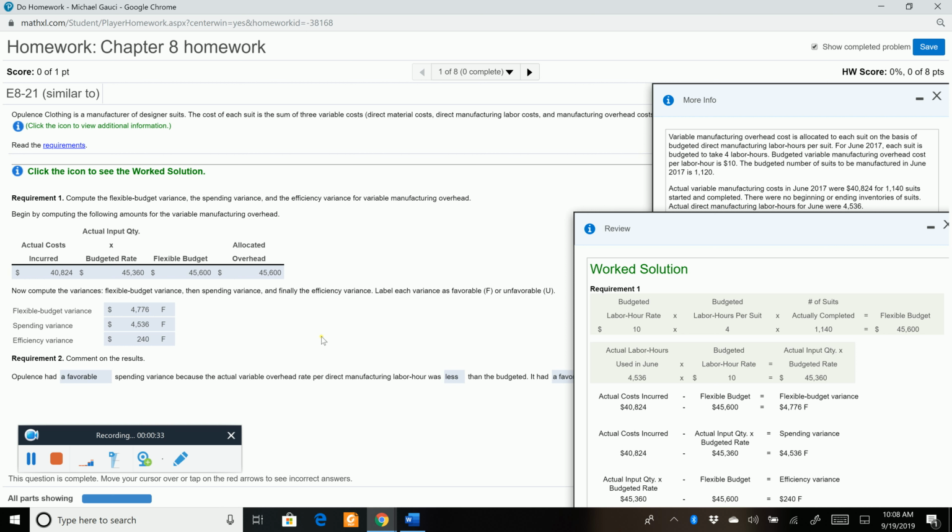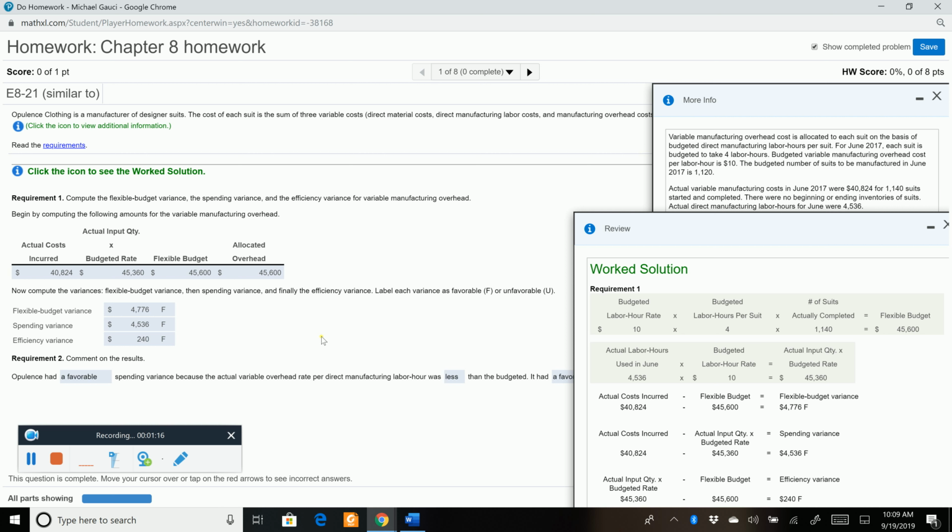The overall variance is called a flexible budget variance, and we're going to break up that flexible budget variance into two smaller pieces. Those two smaller pieces, when we're dealing with overhead, are called spending variances and efficiency variances. So in this particular homework problem, we have a clothing manufacturer, and they make each suit with the variable cost of materials, labor, and overhead. In this particular problem, we're going to concentrate on the overhead in analyzing the actual overhead that we incurred versus what we used in our budget, what we applied.